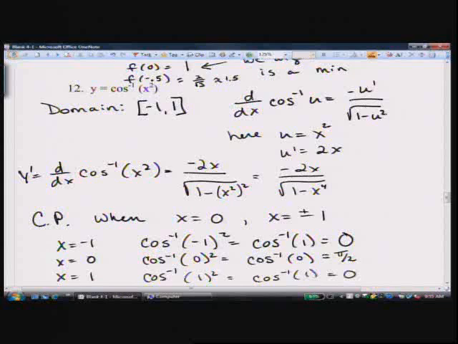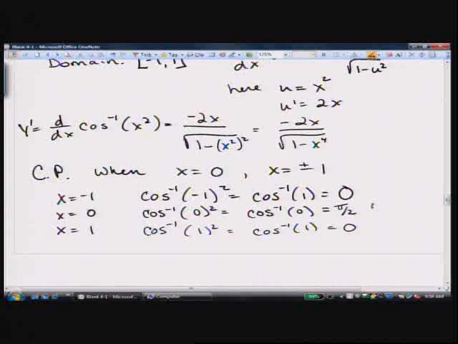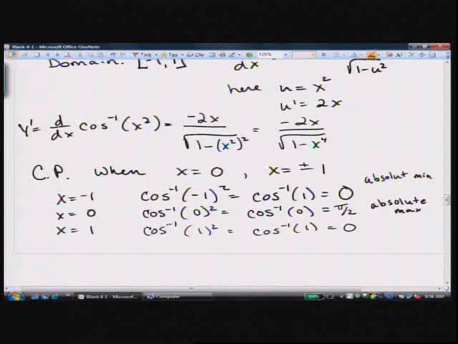All right, and so why did we do this? Because we're looking for local max and mins. So which one is our max? Or not local, absolute, actually. Which one's our absolute max? Absolute max, because that's the biggest number. And we have 2 absolute mins at -1 and 1.